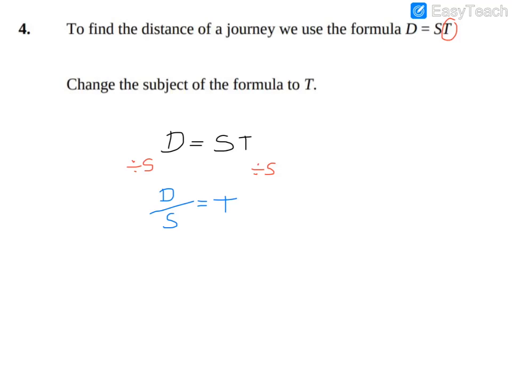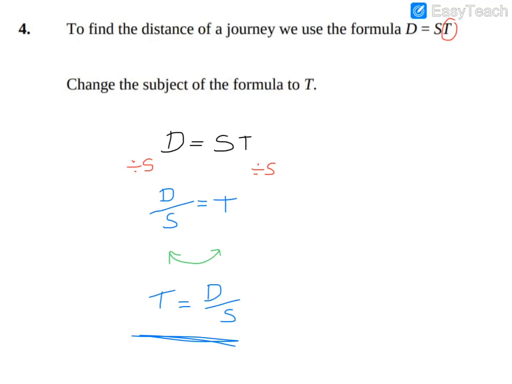Now we could leave it here, but normally when we change the subject of a formula, we want to put the new subject on the left-hand side. So instead of saying d over s equals t, I'm going to write exactly the same thing, just swapping everything around. I'm going to write t equals d over s, just because that's a slightly more conventional way of leaving our answer. We want the new subject on the left rather than on the right.